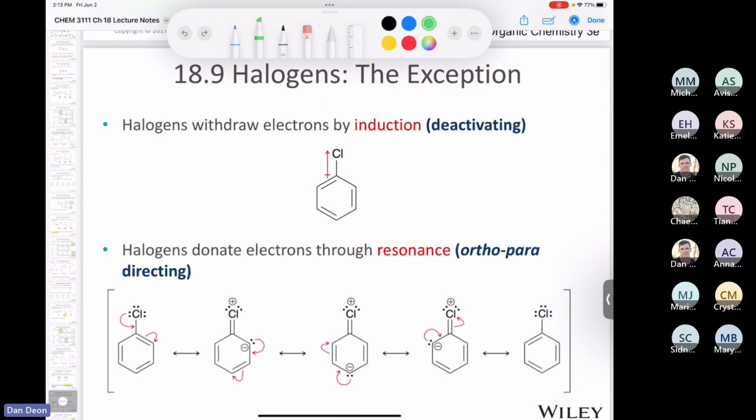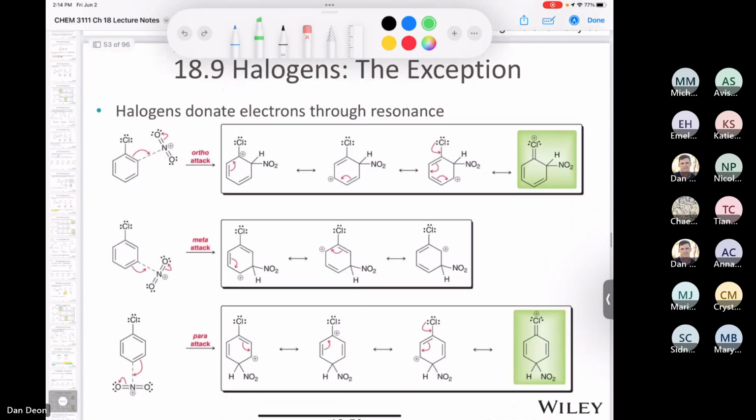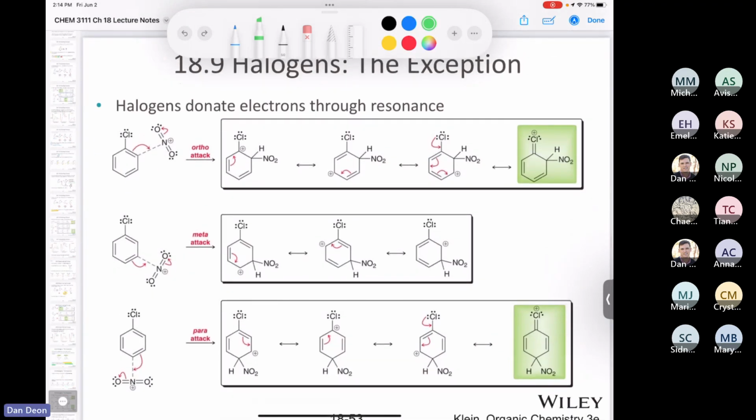But again, if we look at the resonance structures drawn down here at the bottom, you can see that the chlorine can also donate electrons. All right. So which one is it going to be? What's going to happen here? It just turns out that when you draw the resultant sigma complexes that you get after ortho and para attack on an aromatic ring with a halogen on it, you end up with one extra resonance structure in each case.